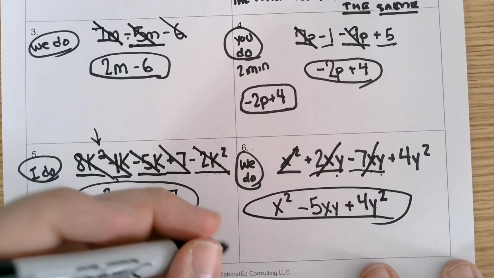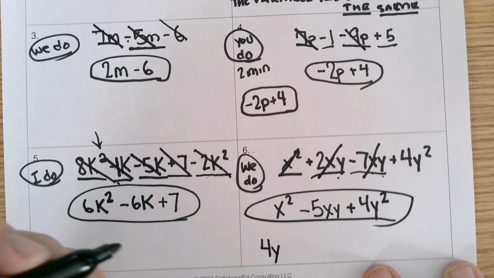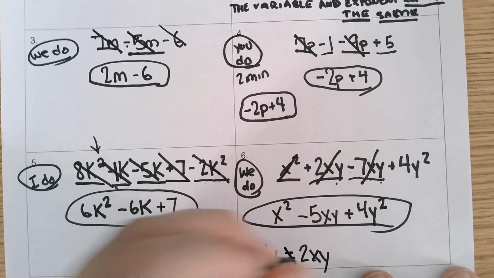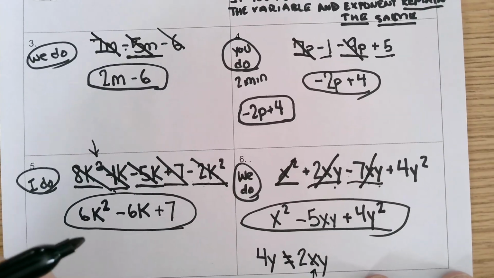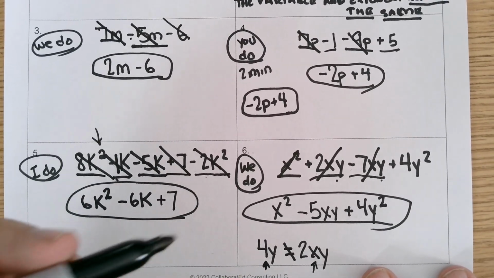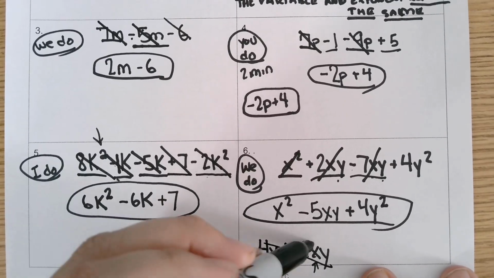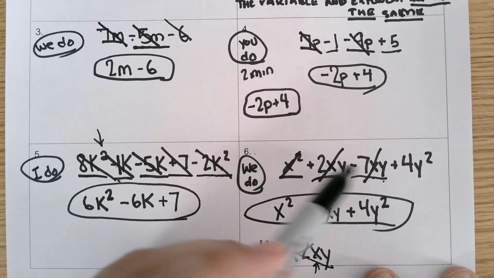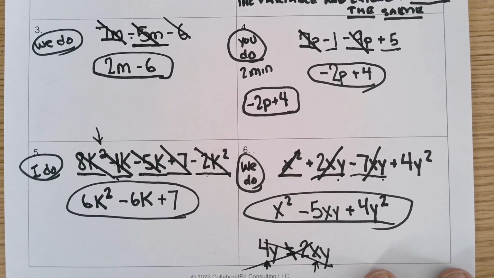Now, I want to make sure that I note that if this were 4y and not 4y squared, it would still not be like terms with 2xy because this has an x and this does not. So because it doesn't have the exact same variables, it's not like terms. So you can't do that. Don't do that. It has to have the exact same variables with the exact same exponents.